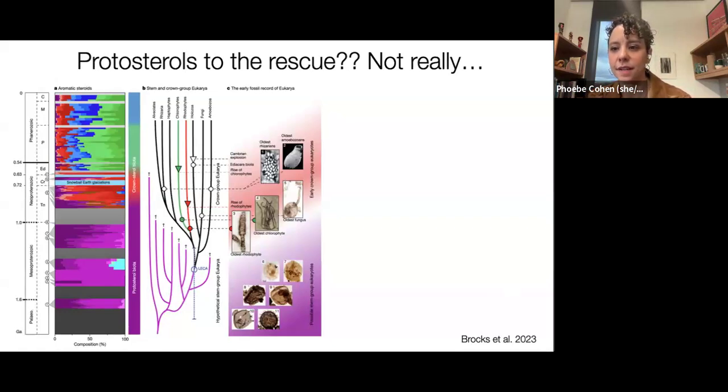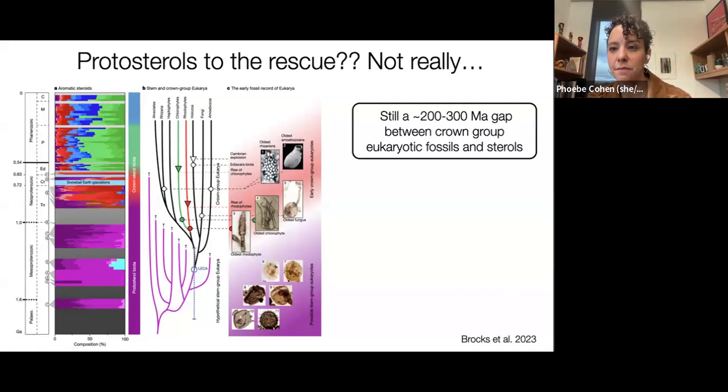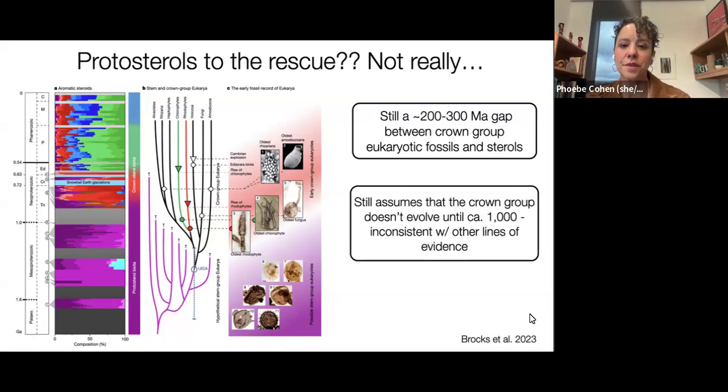There are still some problems with that, mainly that there's still a 200 to 300 million year gap between crown group eukaryotic fossils and sterols. And this also assumes that the crown group didn't evolve until about 1 billion years ago, which is inconsistent with other lines of evidence. So even though the protosterol idea adds some interesting nuance and helps bridge some of these gaps, it doesn't entirely solve this problem.